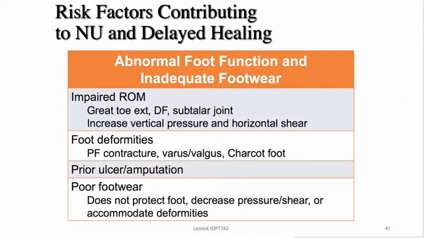Abnormal foot function and inadequate footwear. With inadequate footwear, we see impaired range of motion, especially with the great toe extension and dorsiflexion, subtalar joints, and increased vertical pressure and horizontal shear. Some of the foot deformities: plantar fracture, contracture, varus or valgus, Charcot foot, and if there's a prior ulcer or amputation, poor footwear is not going to protect the foot. It's going to decrease pressure, shear, or accommodate deformities.